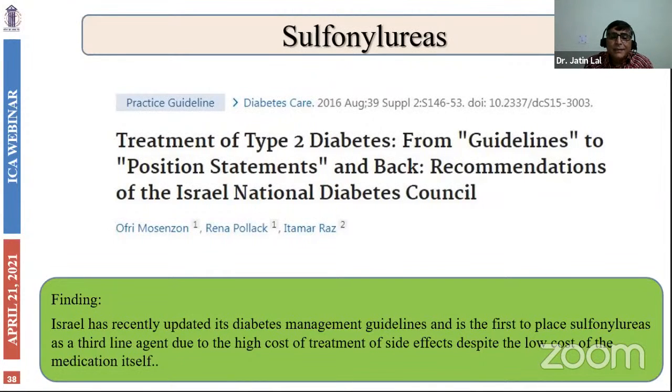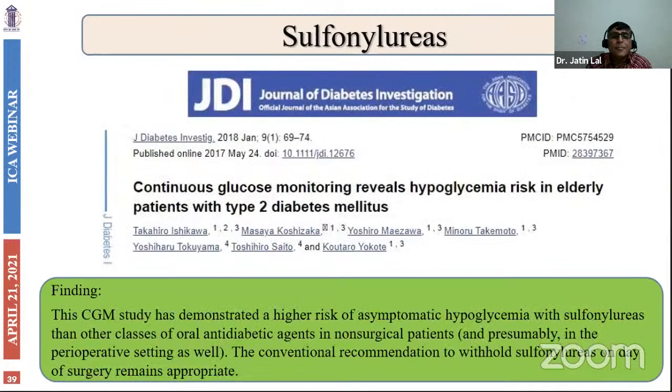They have recently updated their diabetes management guidelines and are the first to place sulfonylureas as a third line agent due to the high cost of treatment of side effects, despite the low cost of the medication itself.